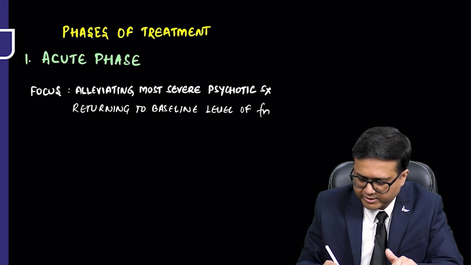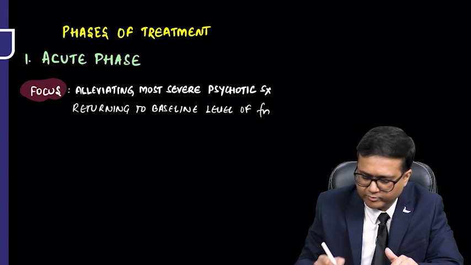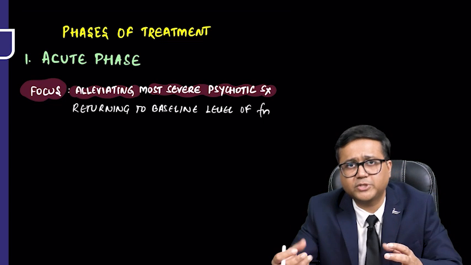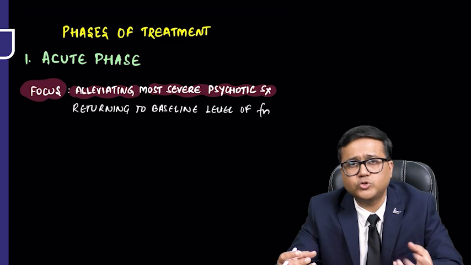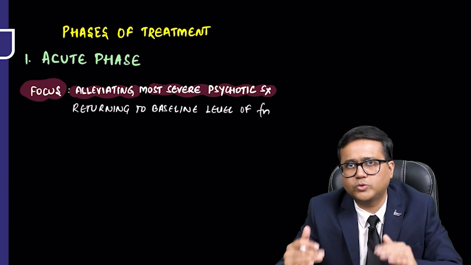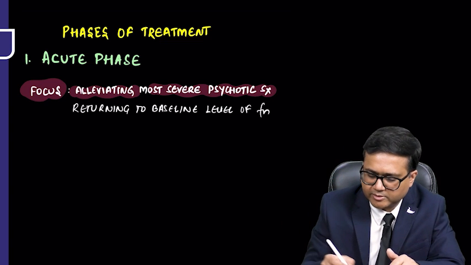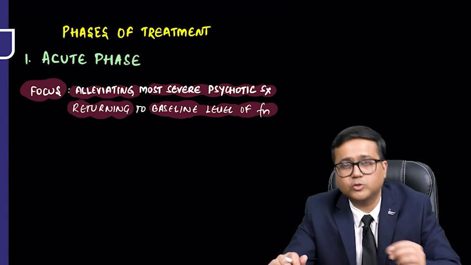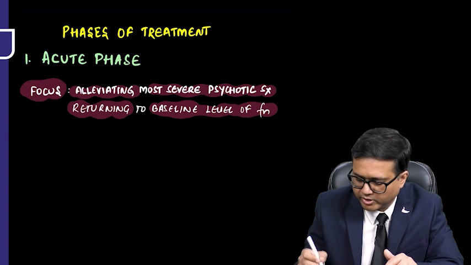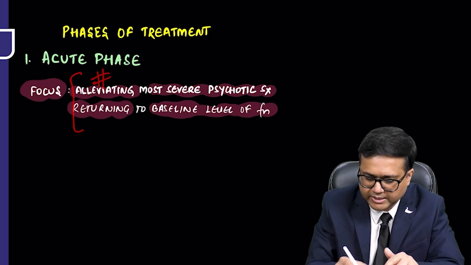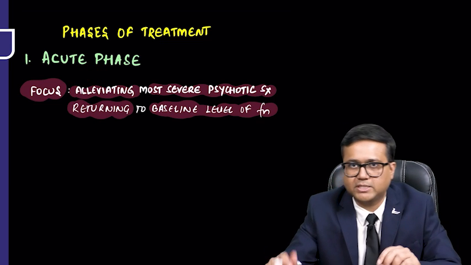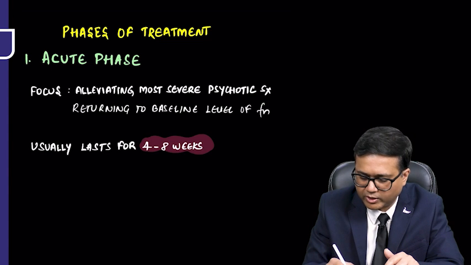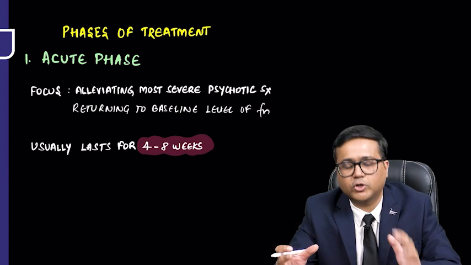Now in the acute phase, what is the focus? Our focus is first alleviating the most severe psychotic symptoms. So patient may be having delusions, hallucinations. So first is we should alleviate those severe psychotic symptoms and also return to the baseline level of functioning. So these are the 2 important focus areas. So again, one should remember what are the important focus areas during each of these phases. Now when we talk about the duration, usually the duration lasts for around 4 to 8 weeks for the acute phase.